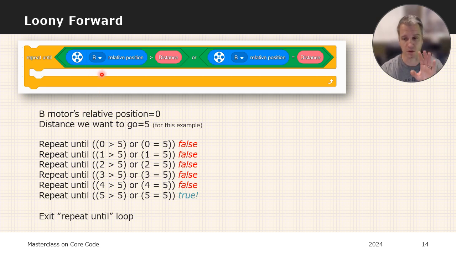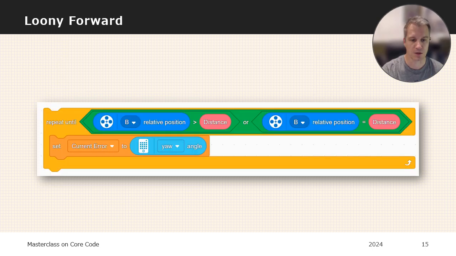We'll see what that code looks like in a minute, but just for now, know that it's moving forward. So let's say it moves forward just 1 degree. All right, is 1 greater than 5? No. Is 1 equal to 5? No. All right, move forward. 2, no. All right, 3, keep moving forward. 4, no. 5, oh wait, 5 is not greater than 5, that's false. But 5 is equal to 5, so that's true. So that returns a true. It exits this repeat loop, and we get to move on. So that's what this looks like.